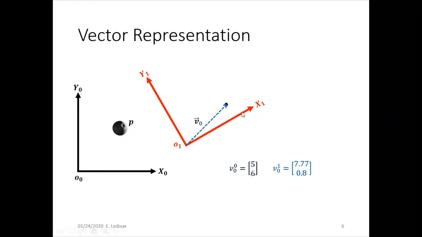We just slid the arrow over. But in this case, the x component is larger and the y component is smaller than it was in the original frame. So we have the 7.77, 0.8. Now the way that we find these is we have to know the angle or the position of frame 1 with respect to frame 0. So now we'll go into details on how you can actually solve for these.